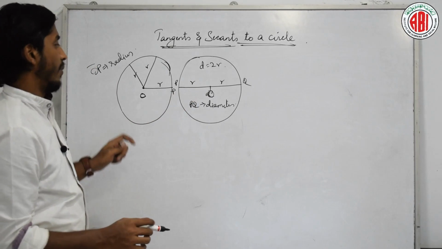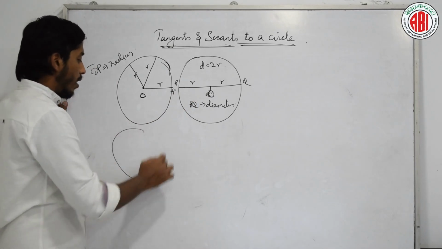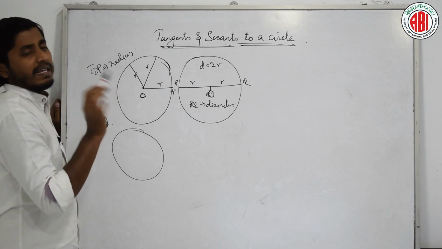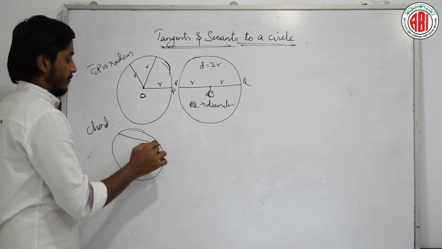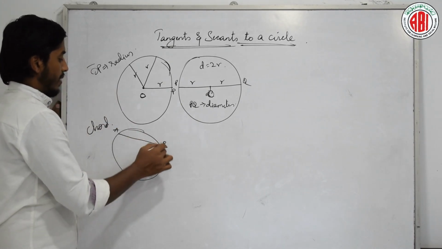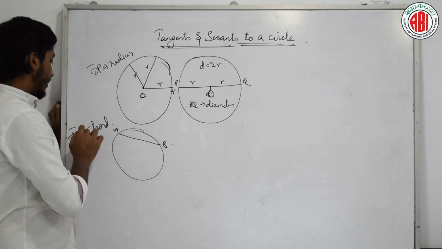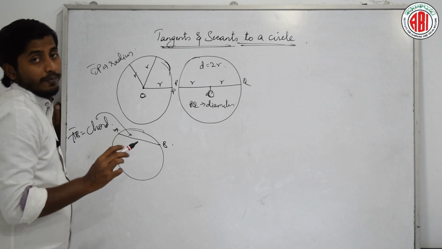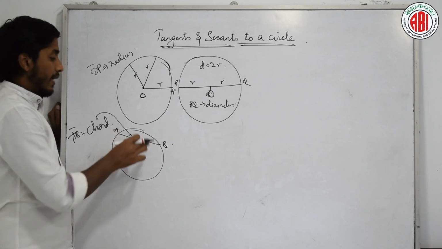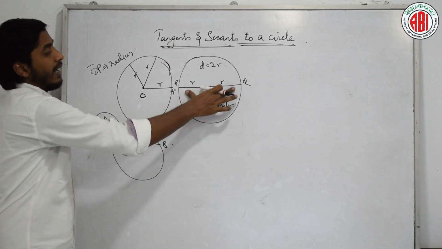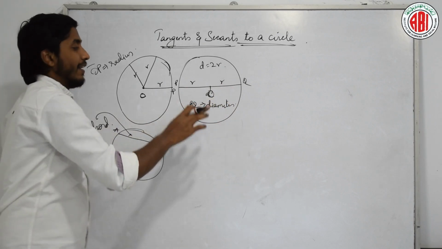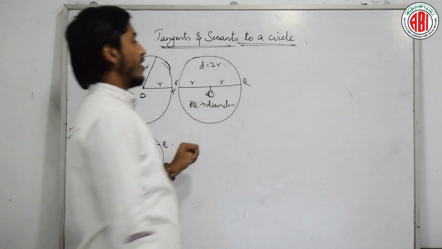Before tangents and secants, tell me, what is a chord? A chord is some line segment inside the circle. Let us say some AB. Some line segment inside the circle is called a chord. Which is the largest chord? The largest chord is the diameter. It cannot go beyond this, right? Is it right? Cool.